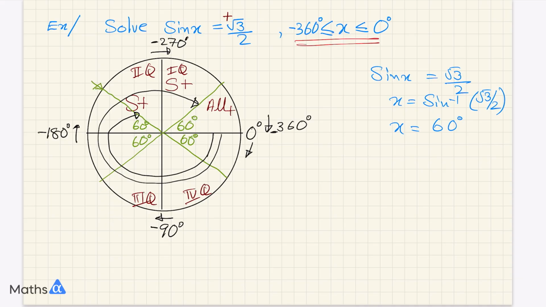So up to here, when you come clockwise, it's minus 180 degrees, and we get this another 60 degrees in the same direction, right? So it's going to be now minus 180 minus 60. So that's going to be negative 240 degrees. That is one solution.